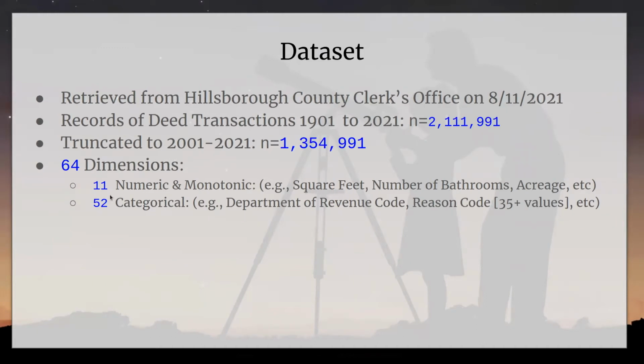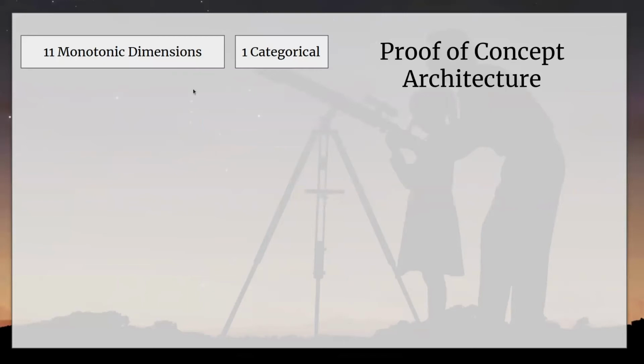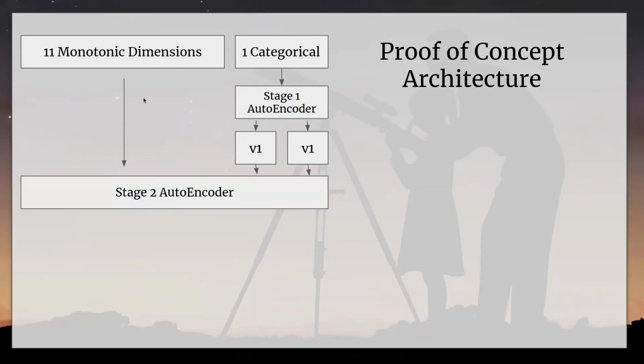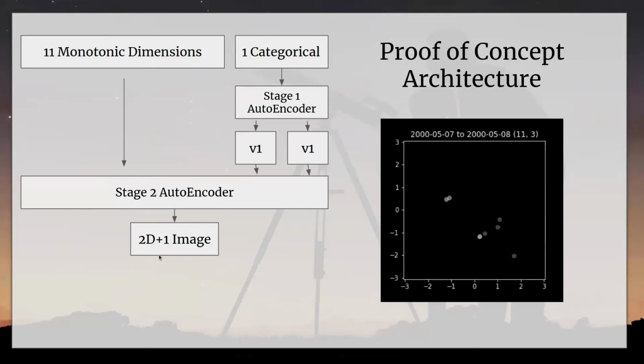And I found it very challenging to feed these very different data types into a neural network. And so my solution to that, as a proof of concept, was to break the categorical dimensions into first a stage one autoencoder. And the stage one autoencoder produced 2 dimensions of numeric monotonic or continuous output. And those were then concatenated with the 11 remaining monotonic dimensions and fed into a stage 2 autoencoder, the hidden layer activation of which was used to produce our search space. And here's an image of that search space, or activations in that search space plotted across time.